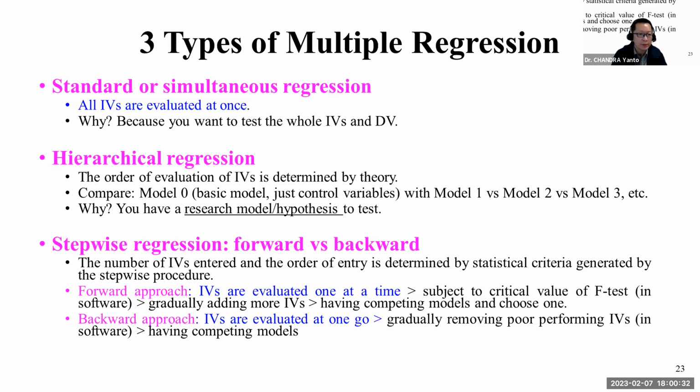We also have others called stepwise regression, the forward one and the backward one. We're going to look at this in a moment, so just a quick one. In the forward approach, the independent variables you enter are evaluated one at a time by the algorithm. You add one more and one more and one more until a certain critical value is met or not, and then you have the final model. In a backward approach, all the independent variables are evaluated all at once, and some are removed step by step if they don't perform well, and you have the final model. So let's have a look.